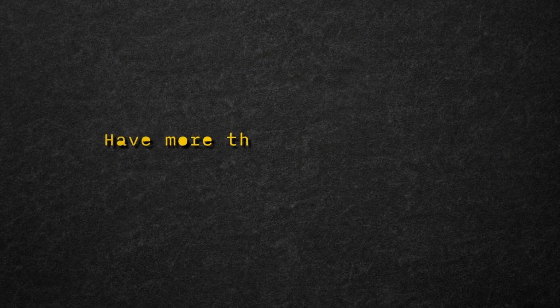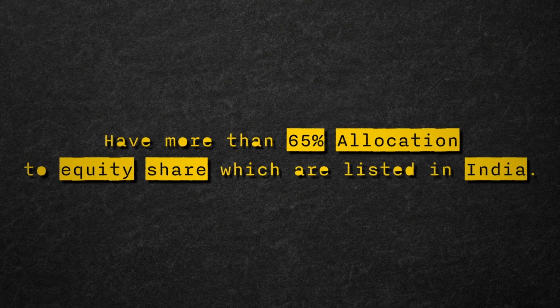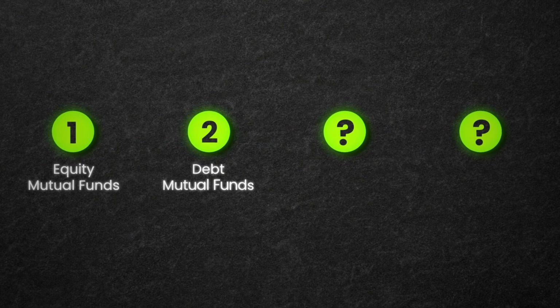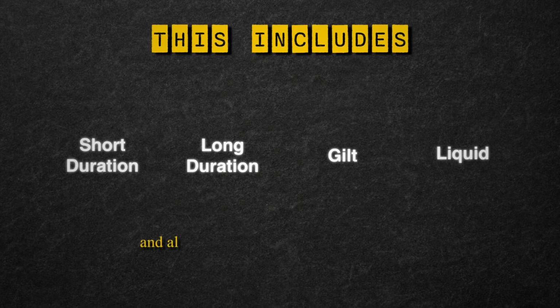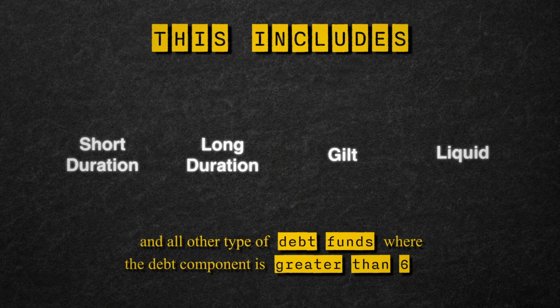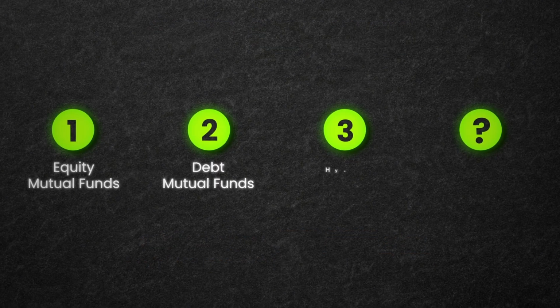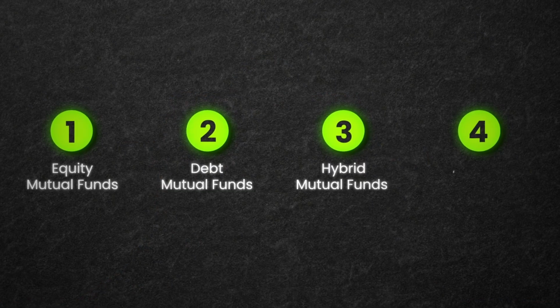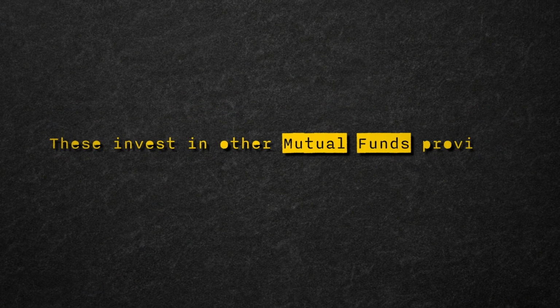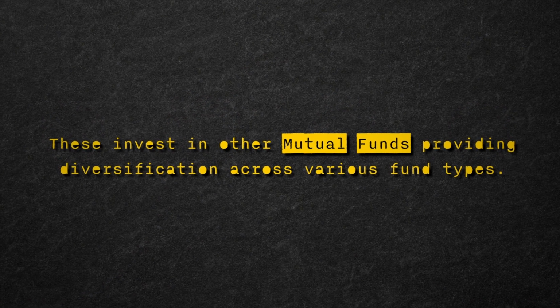This is a series of learning videos where I'll be covering a lot of topics that will help you make your investment journey easier. Do you know in India there are 4 types of mutual funds majorly? First, equity mutual funds. These are the ones which have more than 65% allocation to equity shares which are listed in India. Second, debt mutual funds. This includes all the short duration, long duration, gilt, liquid and all other type of debt funds where the debt component is greater than 65%. Third, hybrid mutual funds. This is a mix of the equity and debt where there's a balance between the risk and the returns. And fourth, fund of funds. These invest in other mutual funds, providing diversification across various fund types.